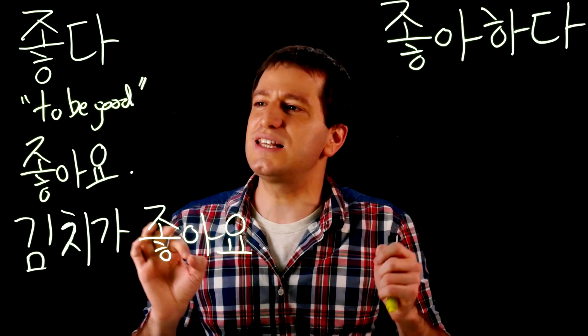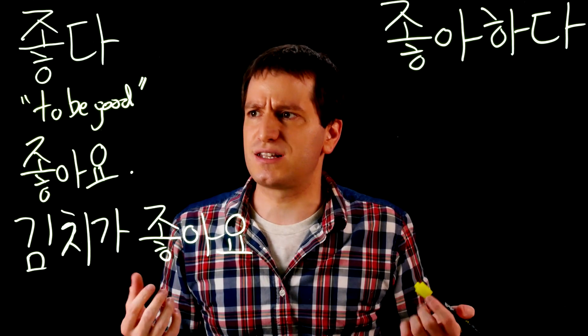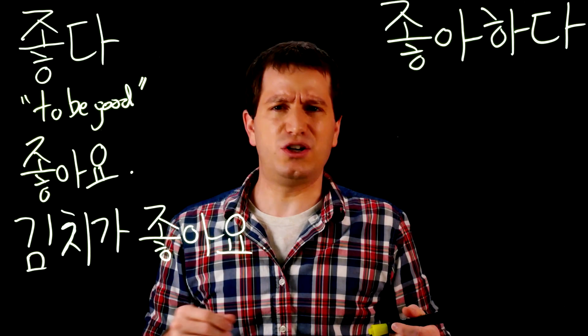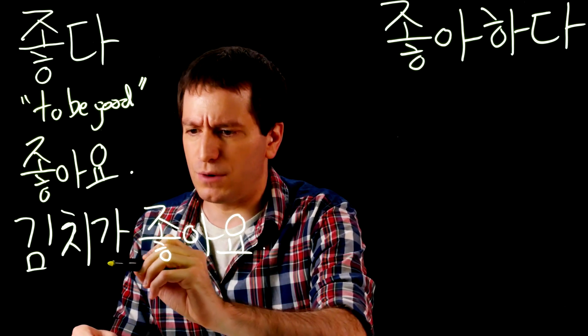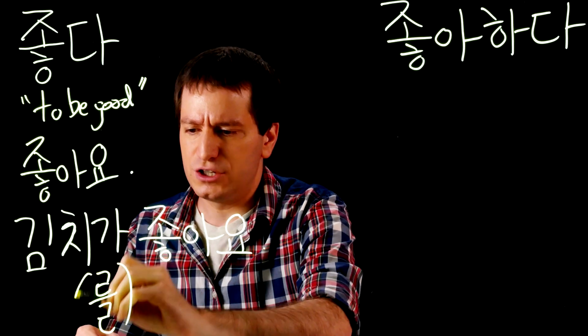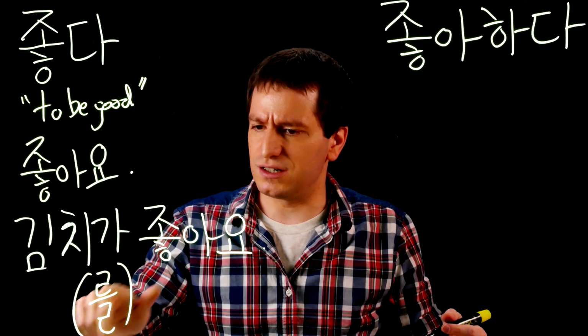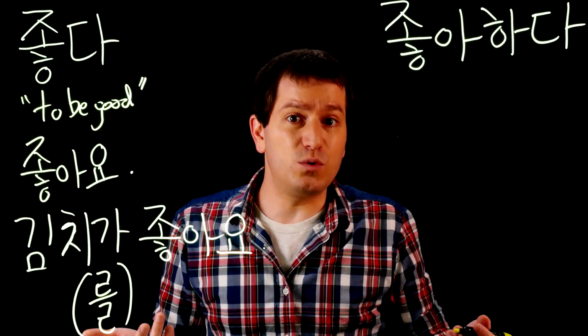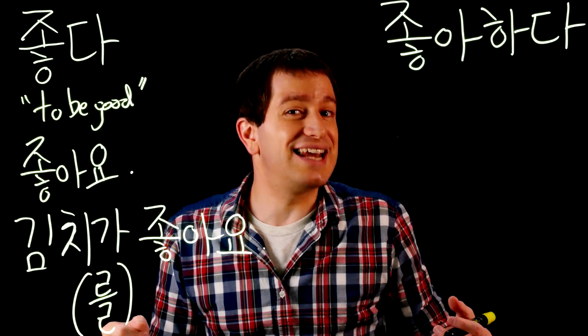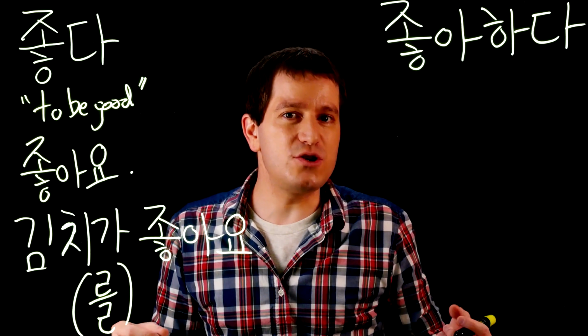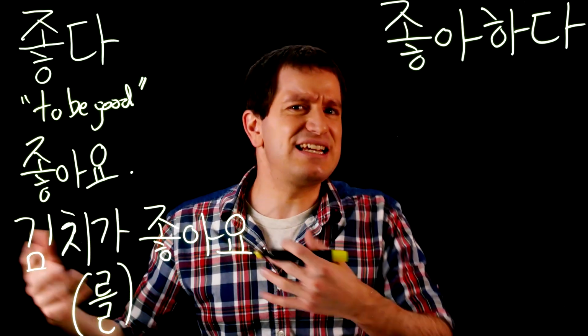So because this is a descriptive verb, because it's describing something, and because it means to be good, you could never use 좋다 together with the object marker. Instead of 김치가, you could not ever say 김치를 좋아요. Grammatically, it would make no sense. The object marker can only be used with an action verb. It can only be used with something that's affecting something else.